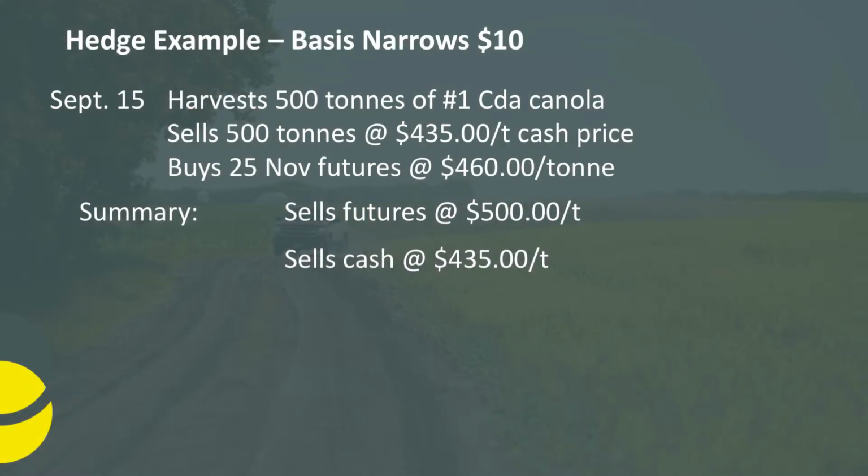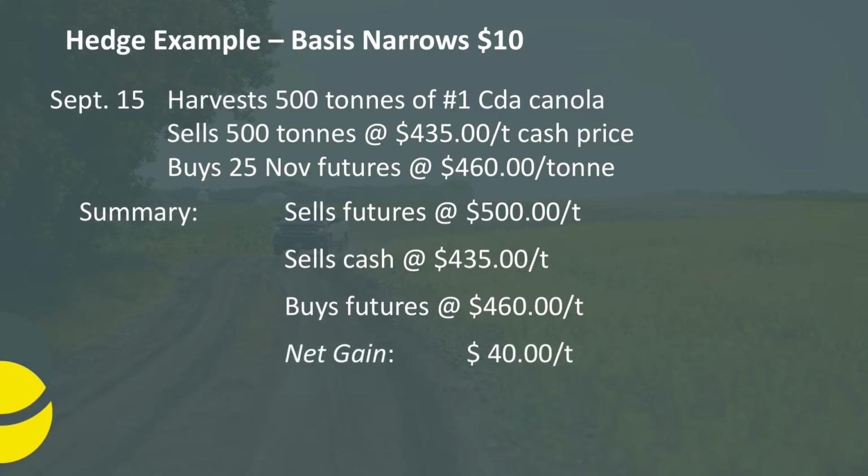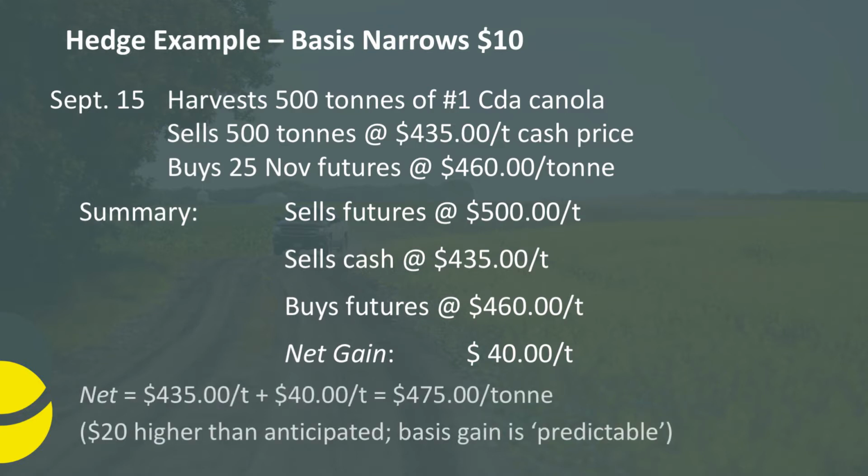So if we look at the net result of this example, our final cash price is $435 per ton. That's what we receive at the elevator. But we saw a $40 drop in the futures market, and because our hedge was in place, we sold the futures at $500. We bought them back at $460 for a net gain of $40 per ton on our hedge position. When we combine that with our cash price, there's a final net price of $475 per ton.